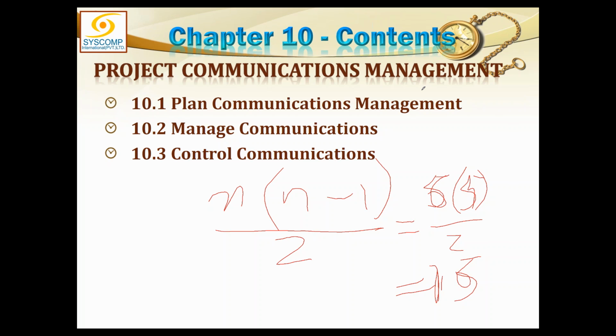Right. Did you get what I meant to say? A simple formula is number of stakeholders multiplied by one less, divided by 2. If there are 20 stakeholders, 20 into 19, whatever is the result divided by 2. That will be the maximum number of communication channels which can be opened amongst these stakeholders.